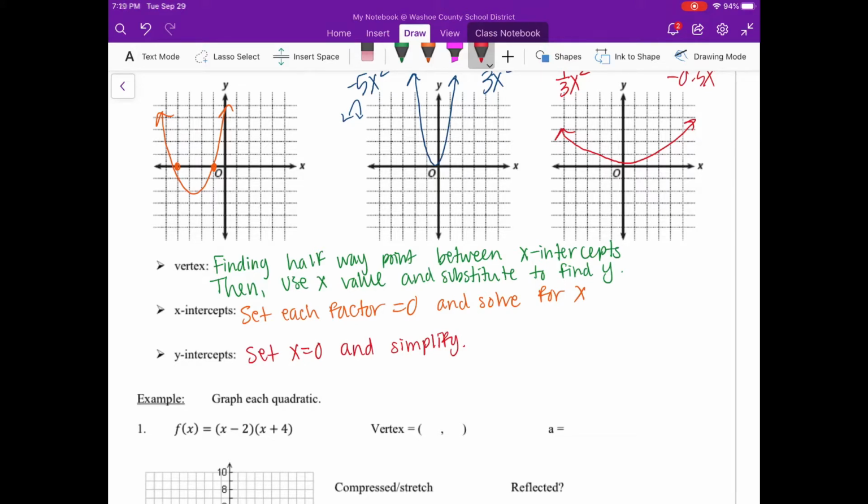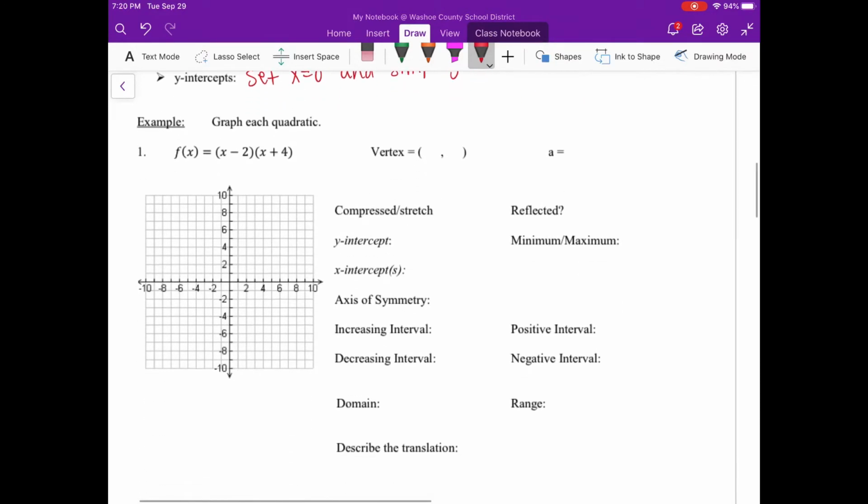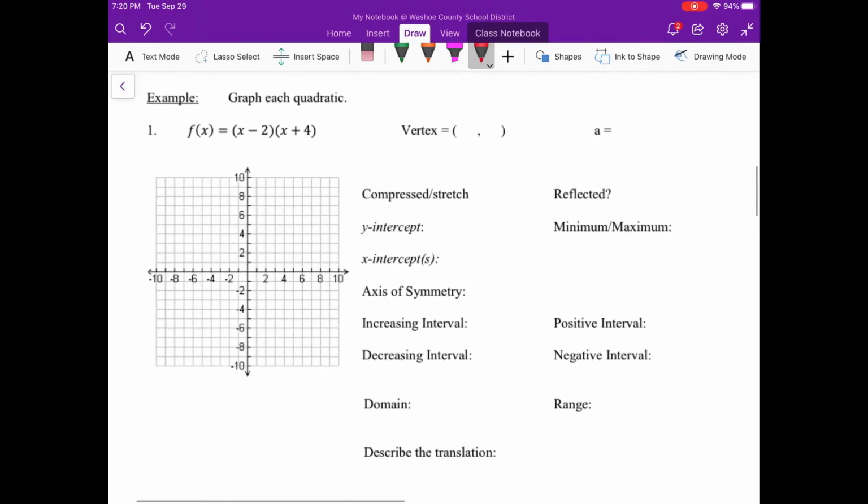Okay, so the first example we are going to do here, we have, looking at the form, in front of my factor, that's where my a is, and if there's nothing there, it's invisible, it's a 1. So because a is 1, it's not going to be stretched or compressed. And because a is positive, it is not reflected. Okay, so after I identify my a, and those are the questions I can answer with my a value, I'm going to go ahead and move on to the x-intercepts because that's the easy part given factored form.